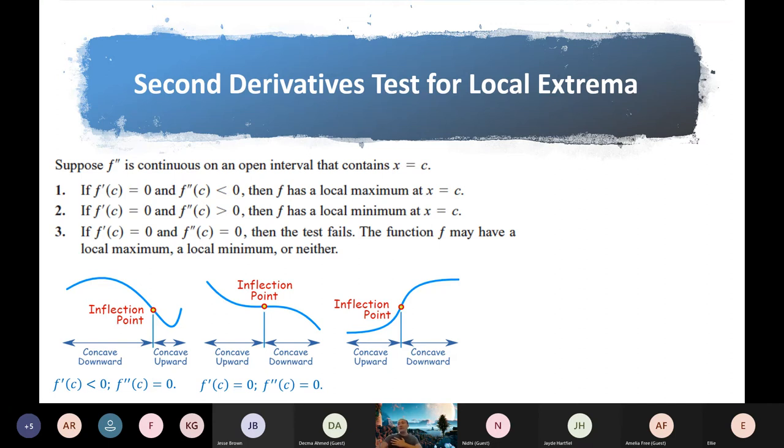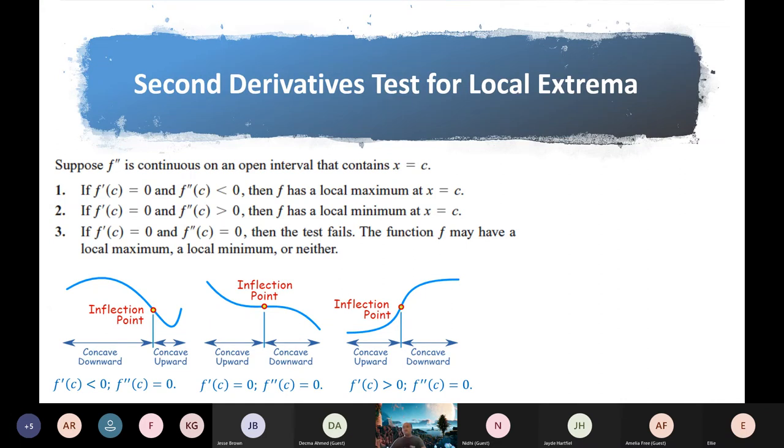And the last one, the first derivative is positive because it's increasing. And the second derivative is 0 because the curvature changes. But again, this is not a stationary point in the first place. We don't care about this if we want to find a local minimum or maximum.